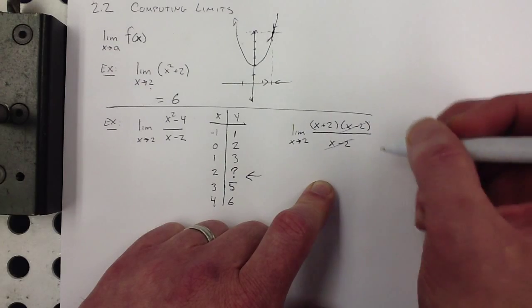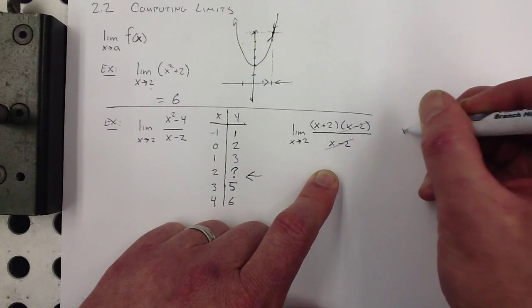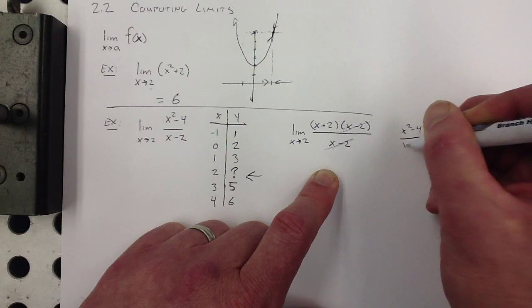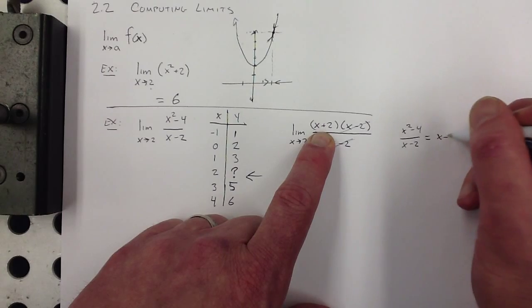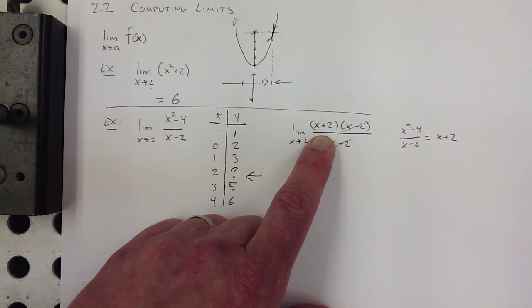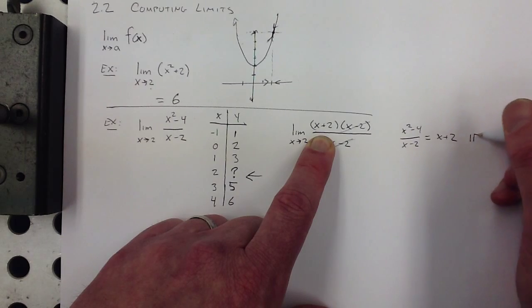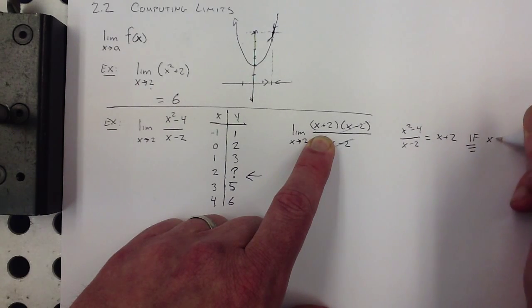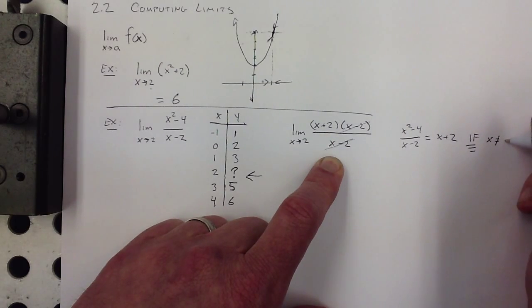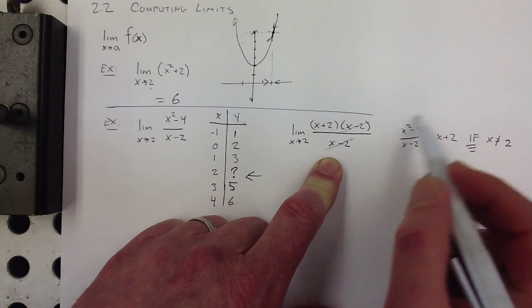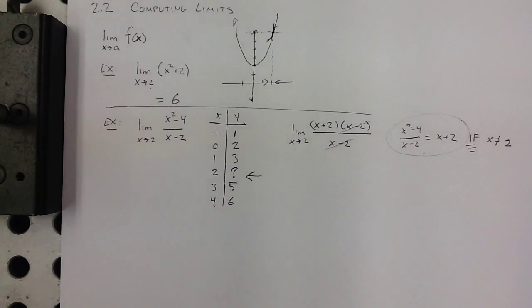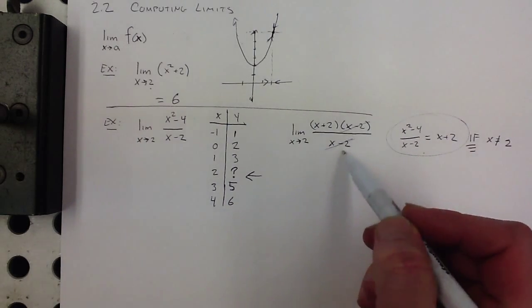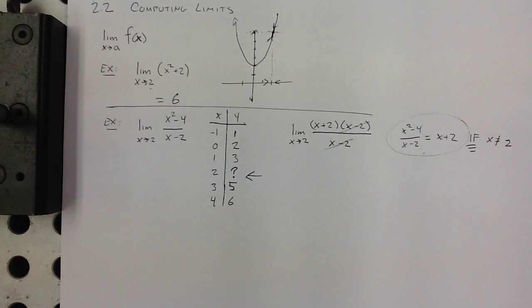So what we've just found is this means that x squared minus 4 over x minus 2 is actually equal to x plus 2 all the time, except when x is equal to 2, right? This is an absolutely 100% true statement if x is not equal to 2. If x is equal to 2, then it's 0 over 0, and that's no good, right?